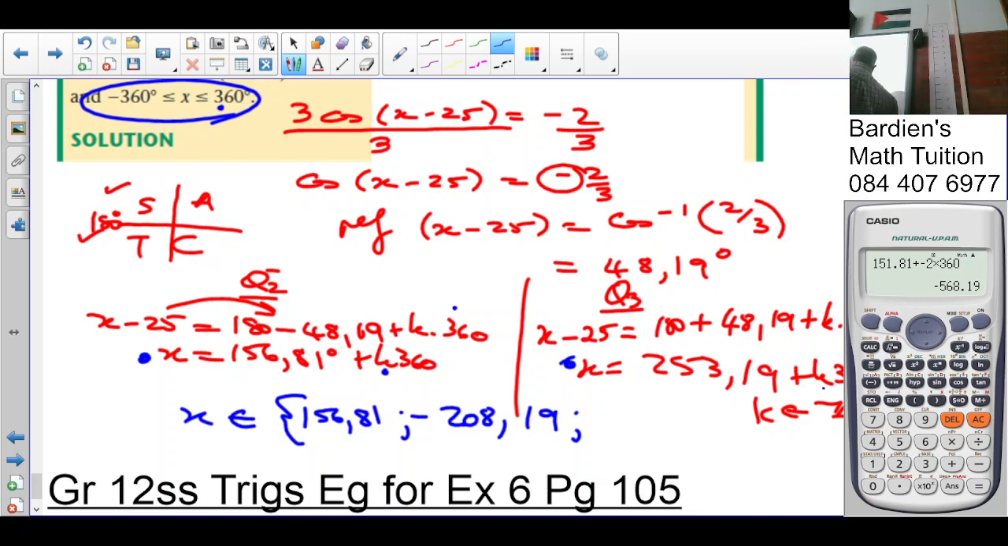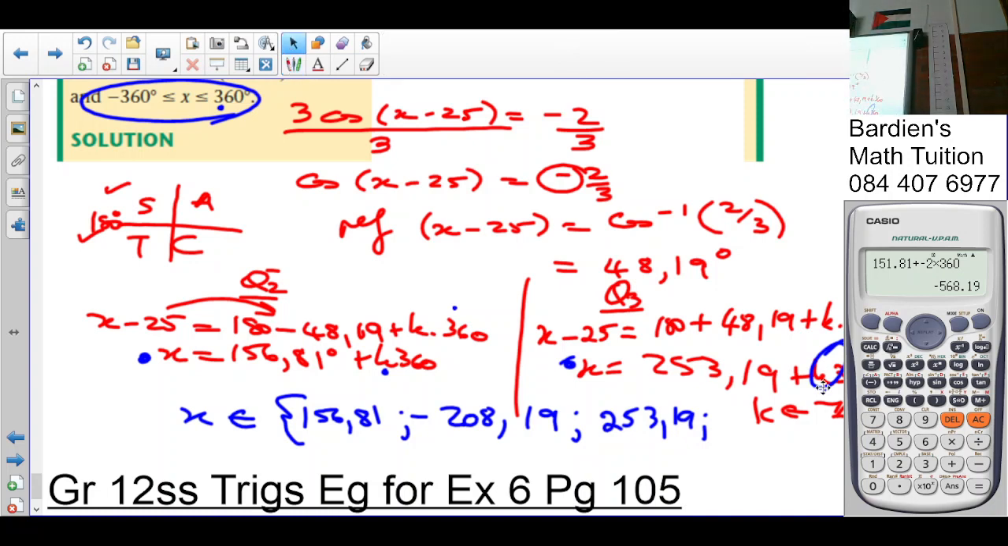If k is 0, then it's going to be 253,19, which is in the given domain. If we're going to apply k to be 1, then it's going to be outside or over the 360 degrees. Can you see that, people? Now we try the negative 1. We say 253,19 minus 360, or plus 360 times negative 1. So it's going to give you negative 106,81.